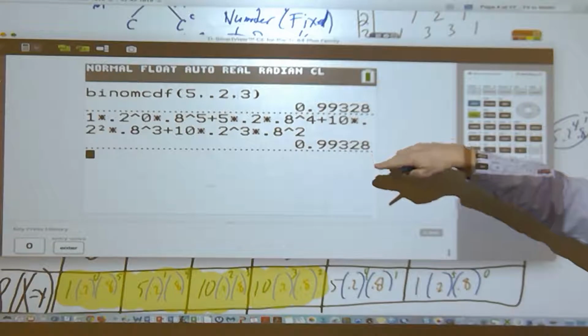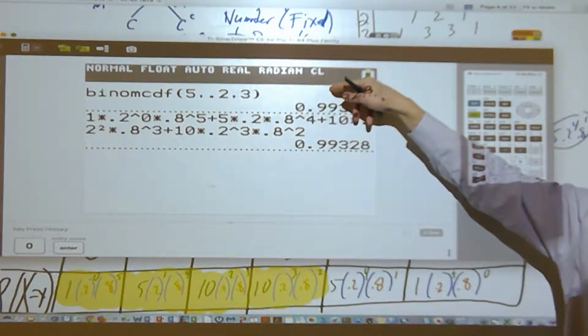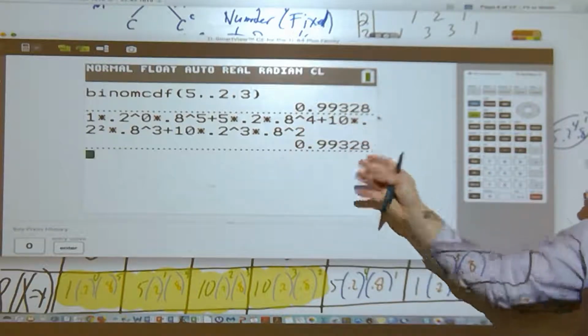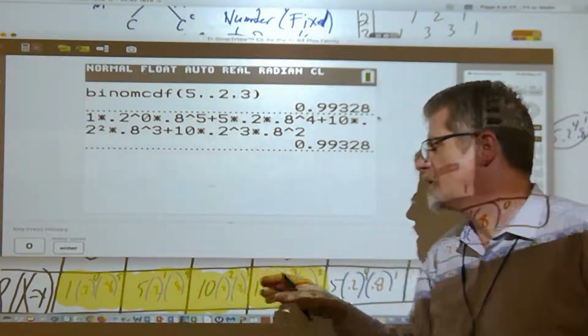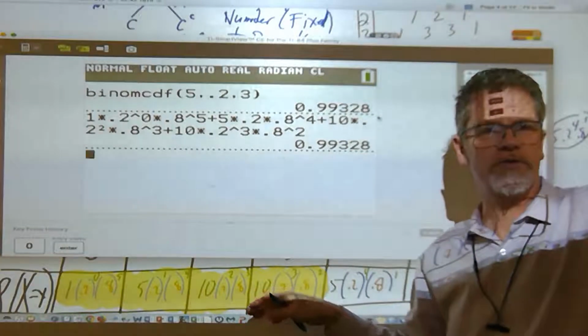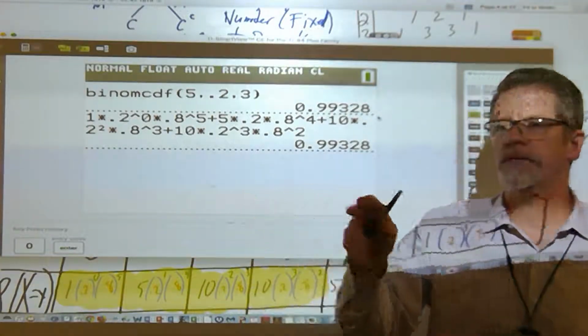How many of you would prefer to type in binom CDF? It's like, binom CDF is the life for me. How many of you would prefer to just type in all 12 numbers? First triplet, second triplet, Andrew. Okay, thank you for sharing. Someone had their hand up. Does anyone have a question on this?